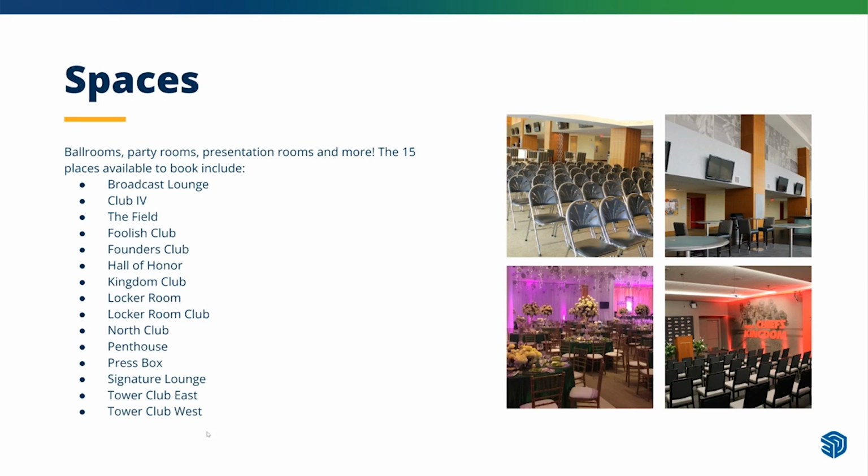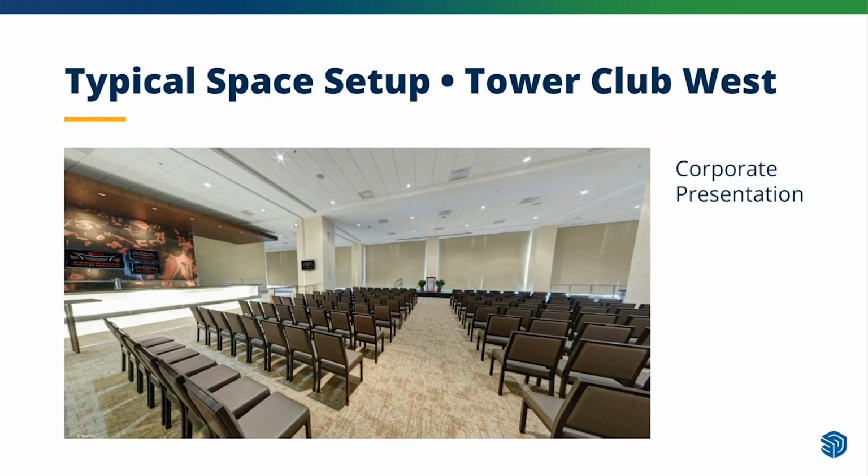So those spaces include the large ballrooms, the Tower Club East and Tower Club West, and also fun places like the Locker Room Club and the Club 4, which are just kind of more like bars, big brightly lit bars. And then actual places where things happen, like the actual Chiefs locker room is a space, as well as the field. Things can happen on the field. They try to protect their grass, but they will have events that end up with people standing right in the middle of the football field.